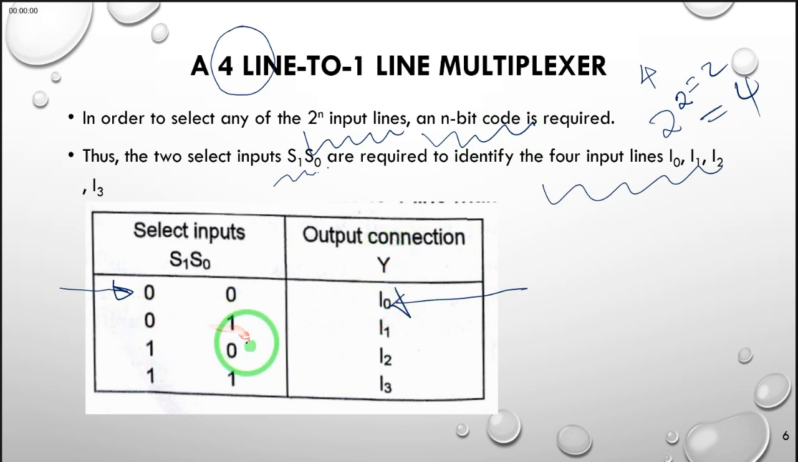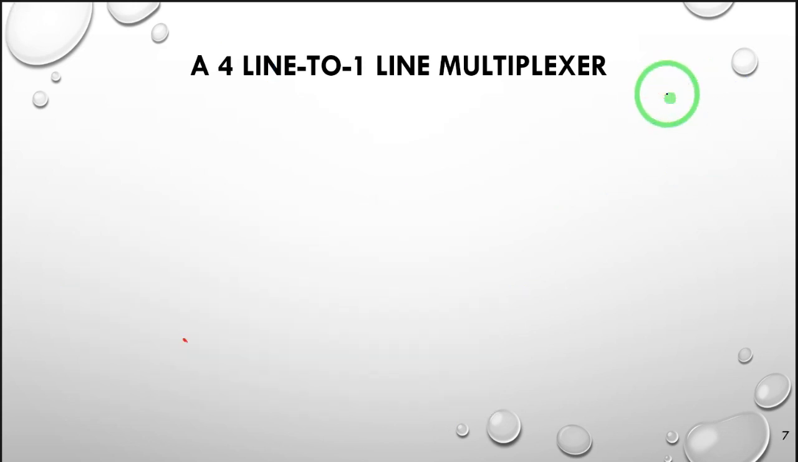When we select 01 at the select lines, then we know that our output Y is connected to the input line I1. And similarly, when S1, S0 is set as 11, then we can say that the output line is connected to the I3 input. Therefore, we may express the output equation of Y as a function of the select lines S1 and S0 together with the input lines I0, I1 all the way to I3.